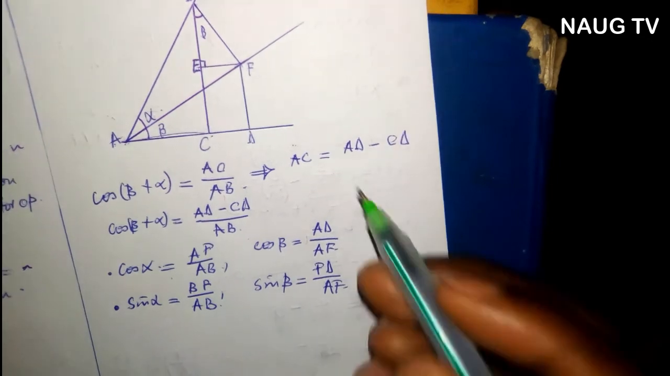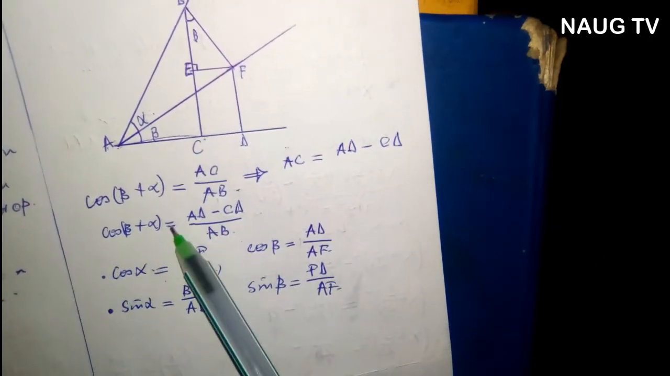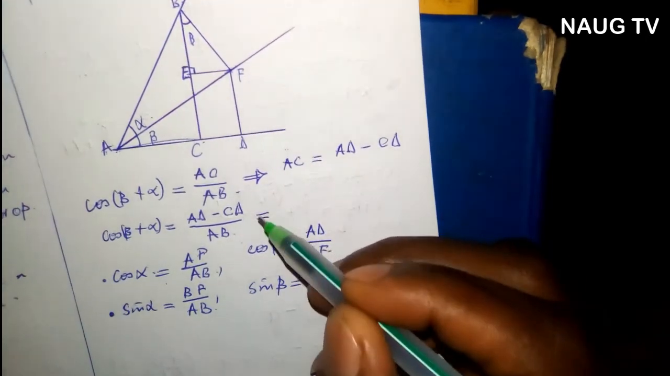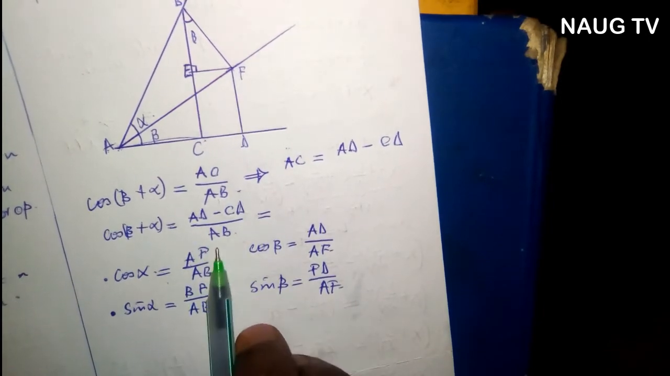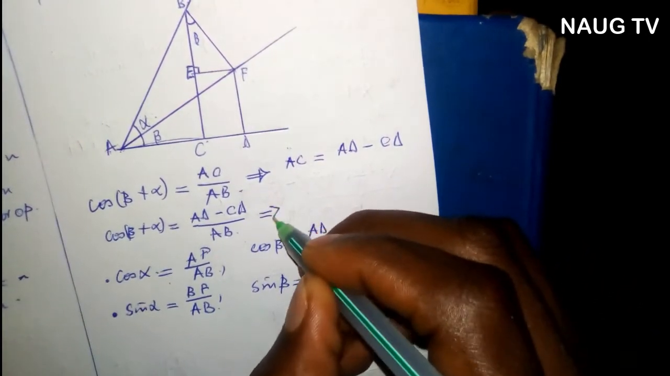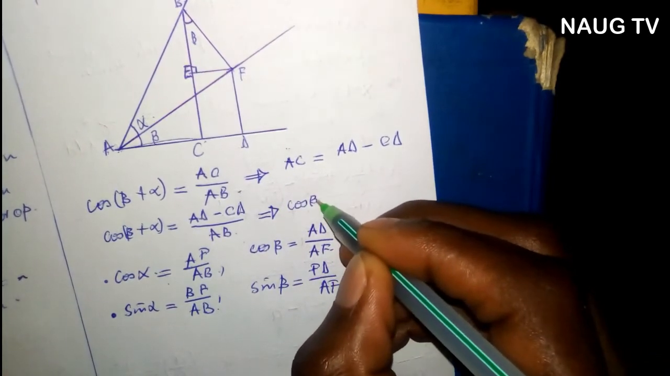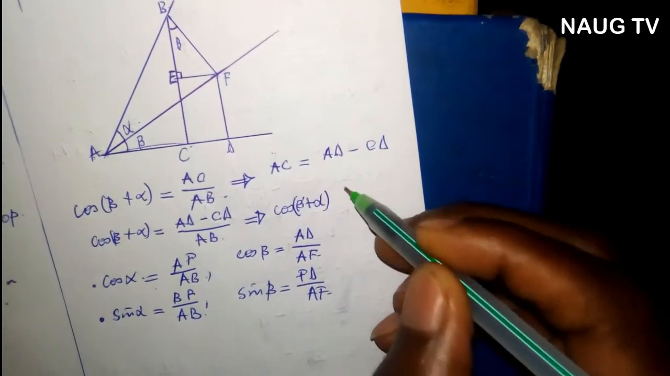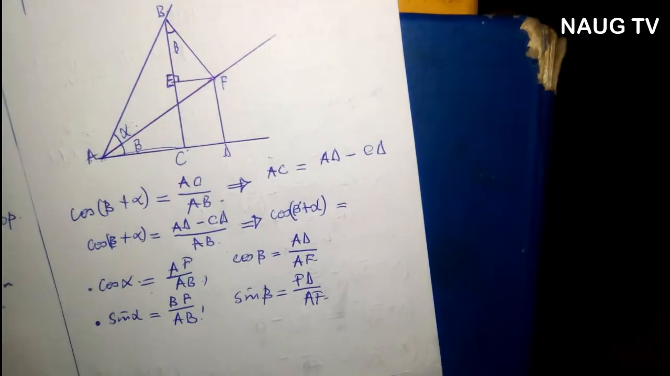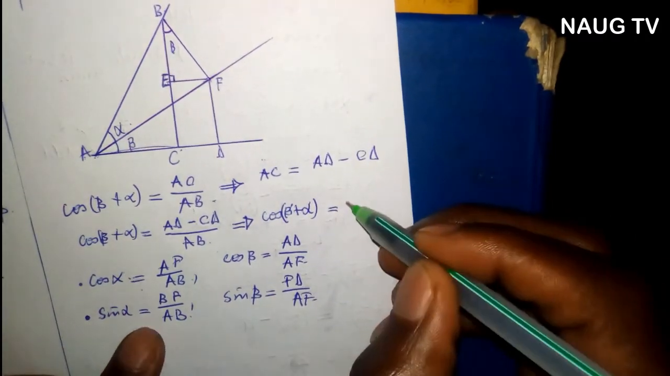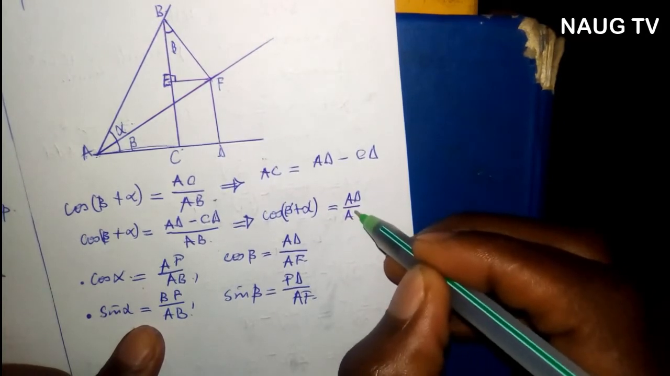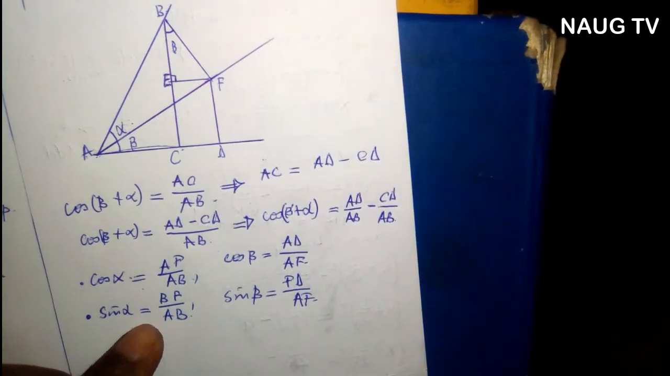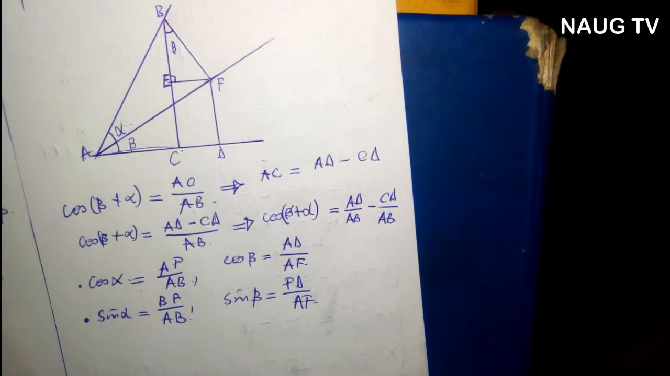So here, as you have seen, cosine beta plus alpha equals AD minus CD over AB. So it means that cosine beta plus alpha would be equal to AD over AB negative CD over AB.